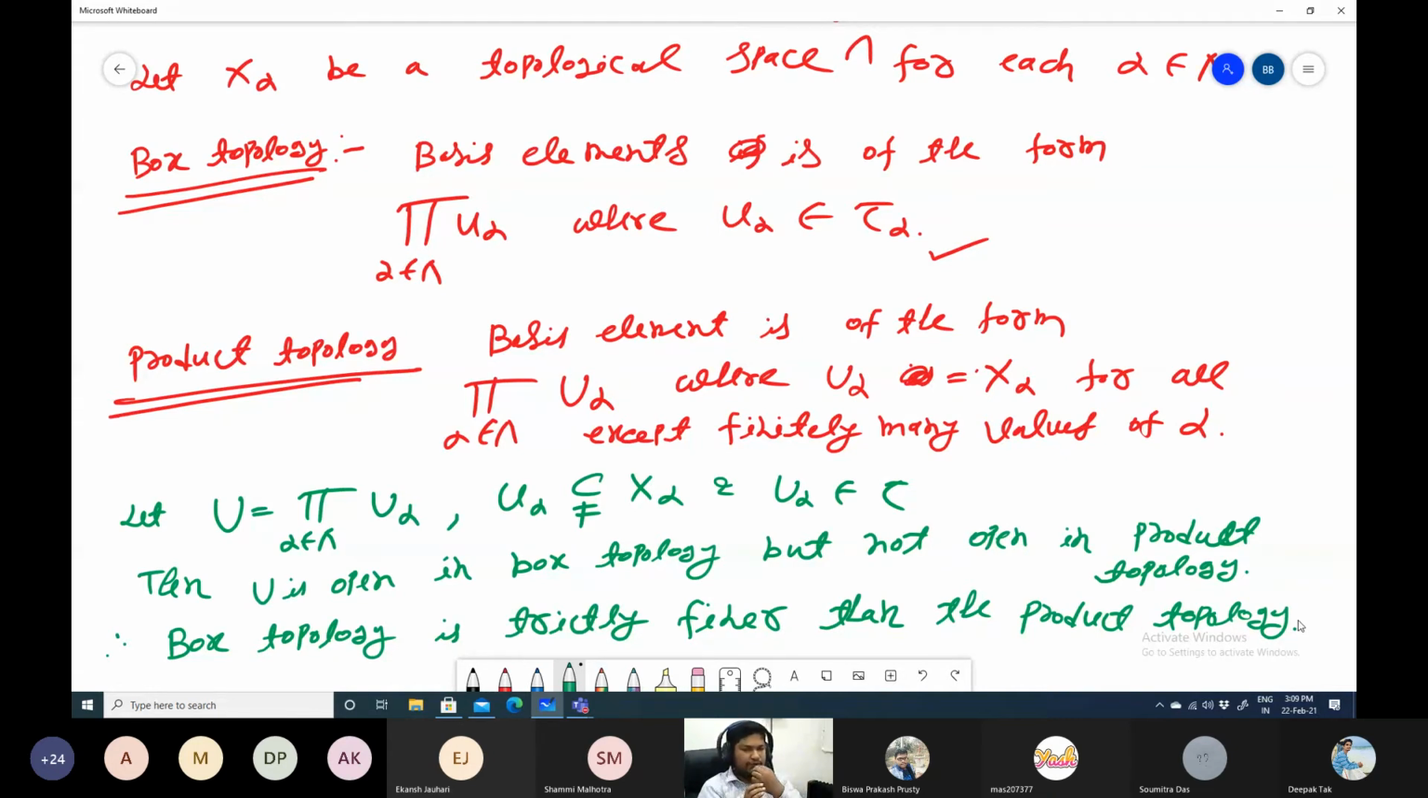Which one do you feel is the general one? That means suppose you know the topology of R cross R, then which one do you feel is the generalization of that, box or product? Which one should be the generalization, box topology or product one? Box topology. Okay, you feel box topology, right?